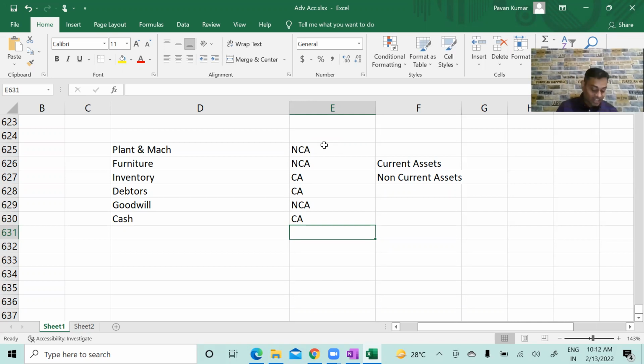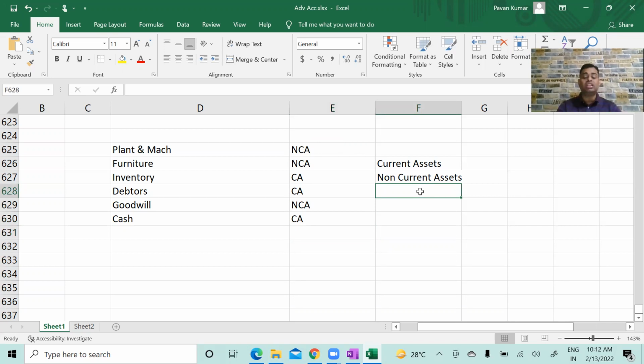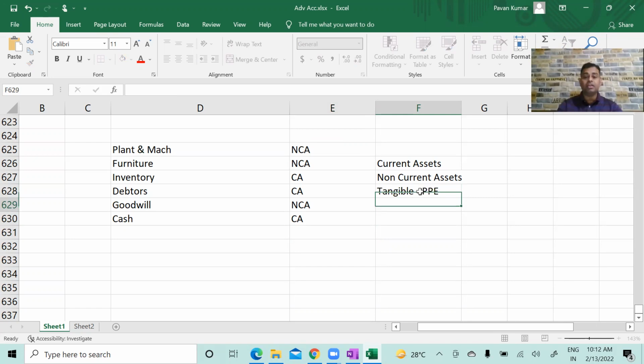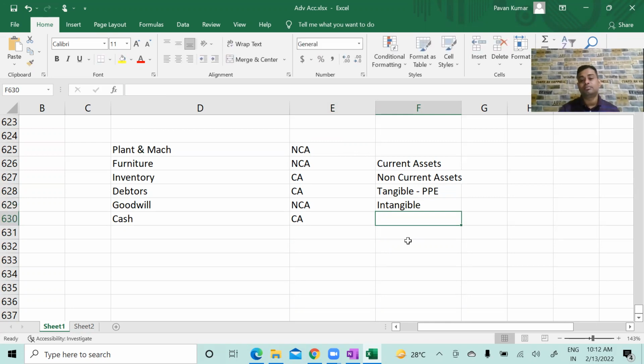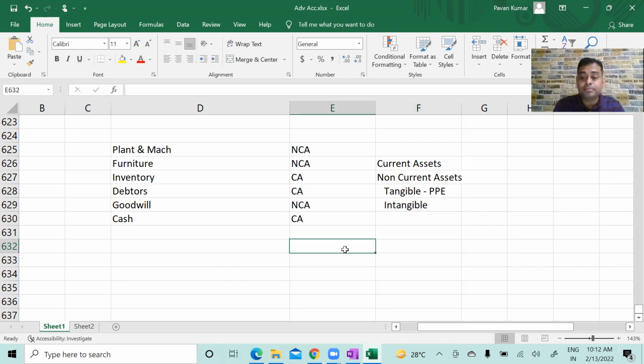Okay. Correct. So what you said is correct. Can I say non-current assets are again classified into two? They are tangible, which we call PPE, and intangible, which we call intangible assets. Is this right? One is tangible, one is intangible. Do you all agree with me?